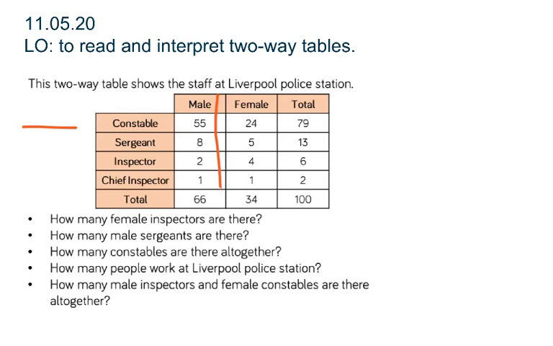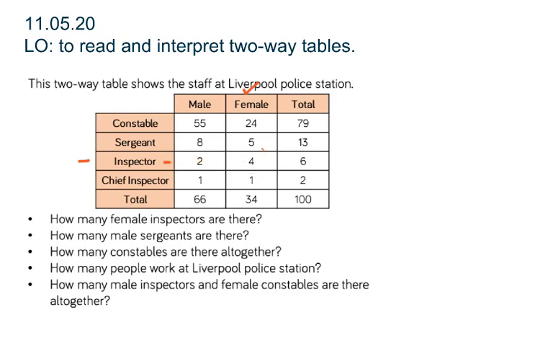So what we have to try and do today is examine that data and answer the questions we have down here. The first question says, how many female inspectors are there? You're going to look at the column that says female, and then the inspector row, and if you go across, you'll see your answer is there. There are 4 female inspectors.